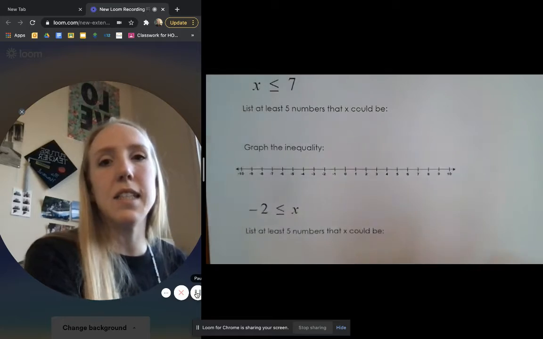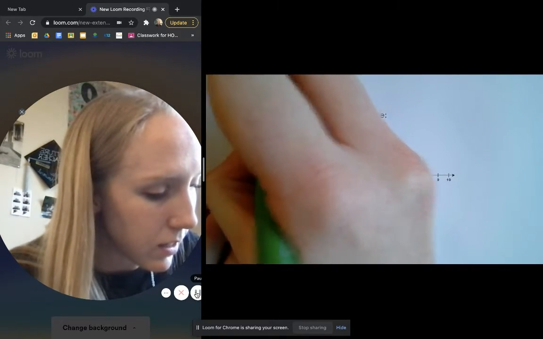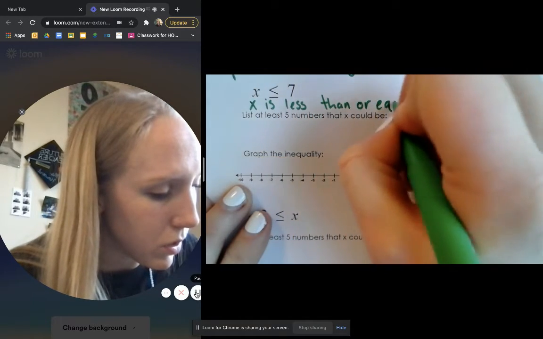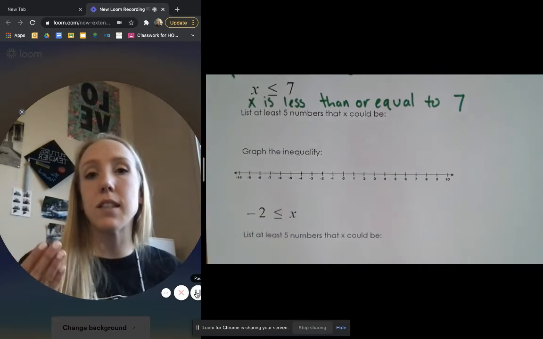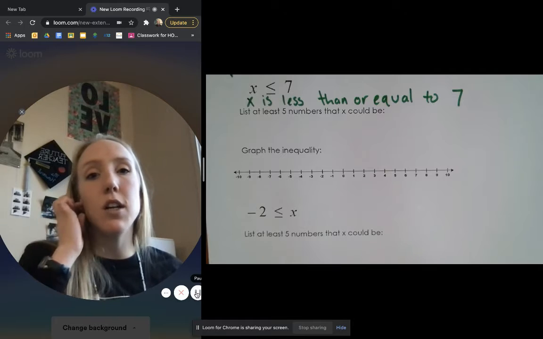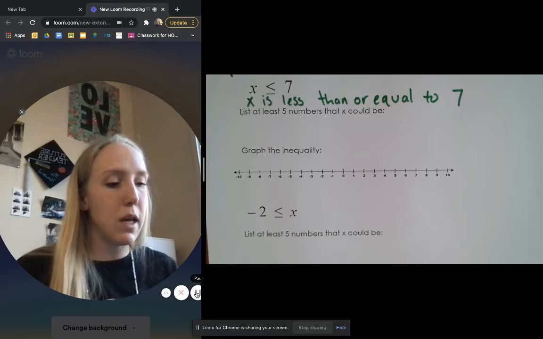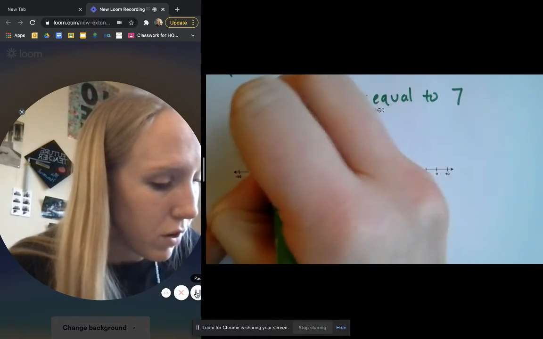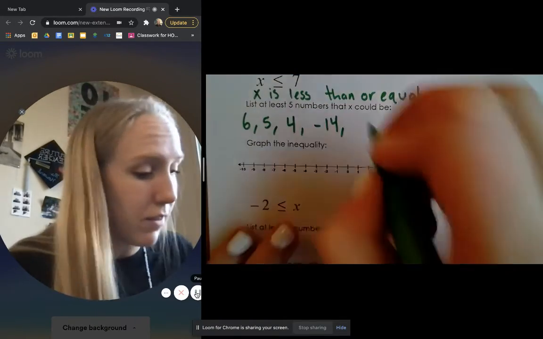X is less than or equal to 7. Now this one's a little bit different because it says less than or equal to. Okay, so x is less than or equal to 7. So let's start out with 5 numbers that x could be. What is less than 7? Well, 6, 5, 4, negative 14. Just thinking of numbers that are less than 7, 0.